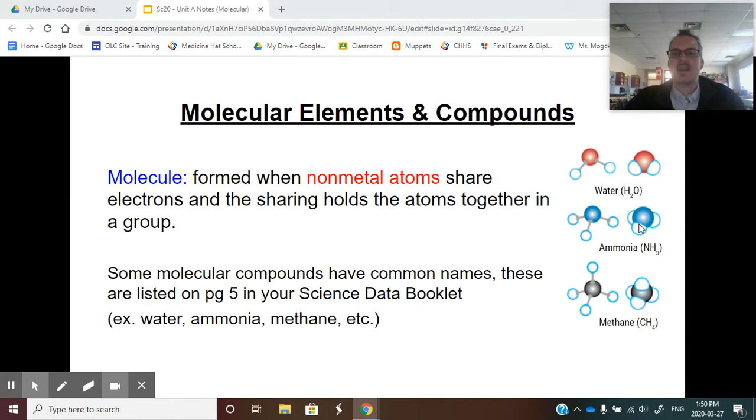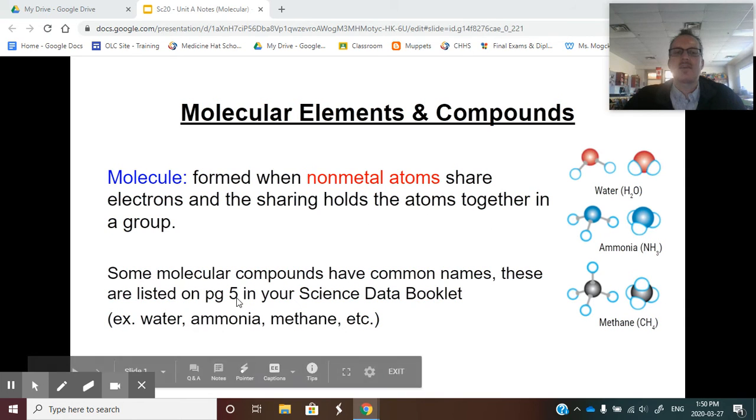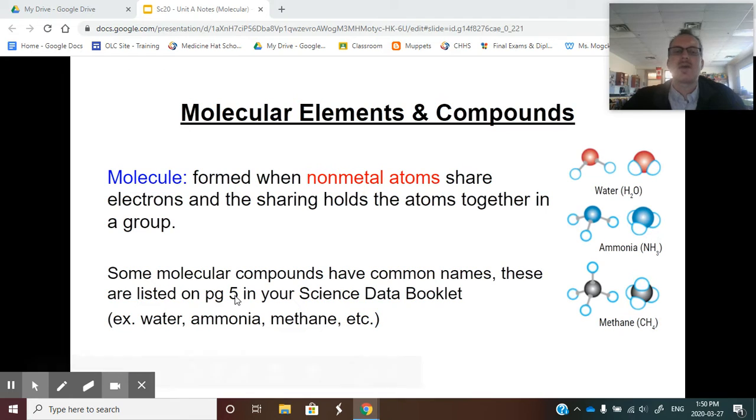These guys have common names. There is a list of molecular compounds in your data booklet on page 5. I would flip there now and take a look. This is where we're going to find some common two nonmetal compounds that have common names like water. We don't want to call it anything else. Water, we use it every day. We're going to call it water.